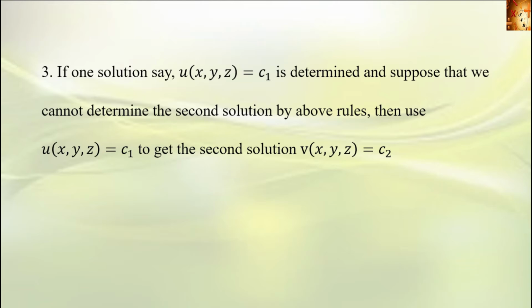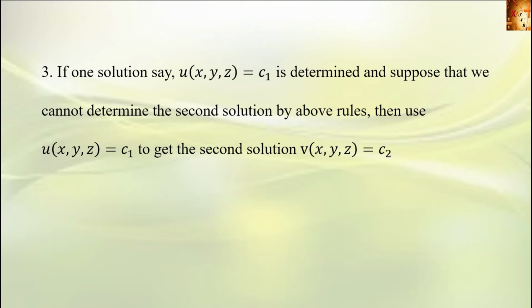And the third one is, if one solution is determined, if u is determined, and suppose we cannot determine the second solution by the above rules, then we can use the first solution to get the second solution v. These are the three methods.